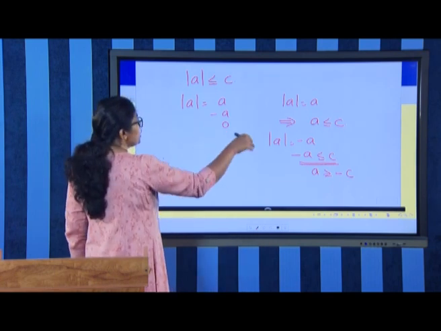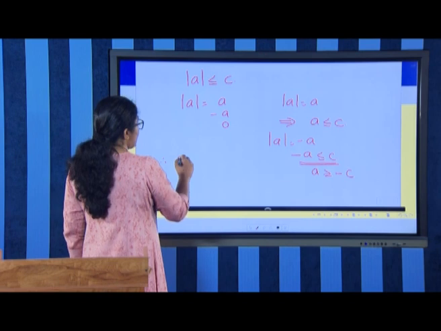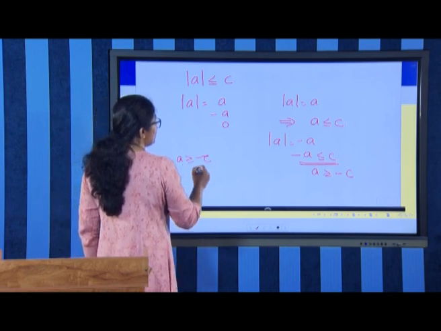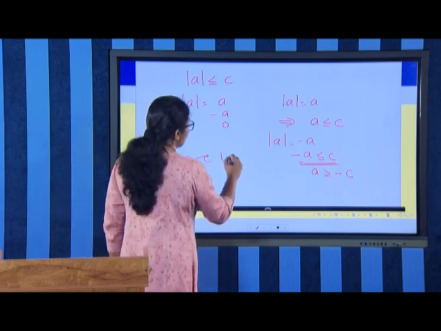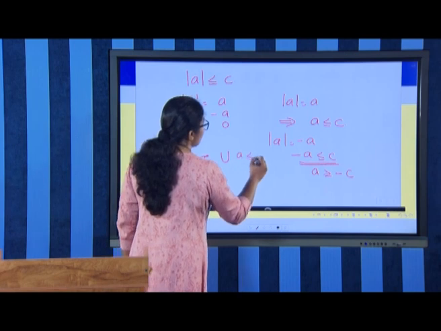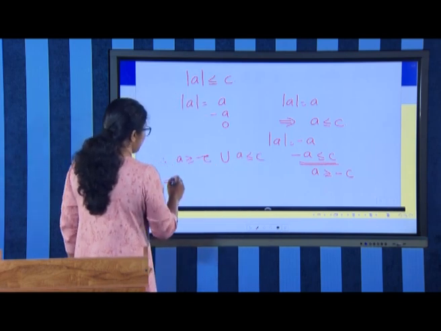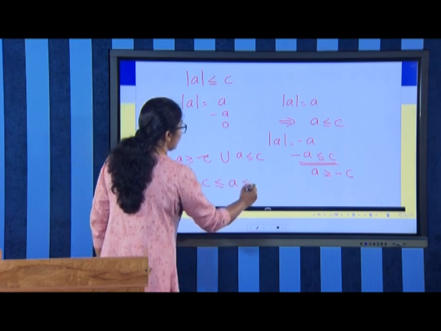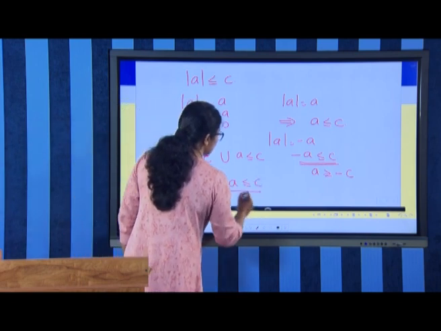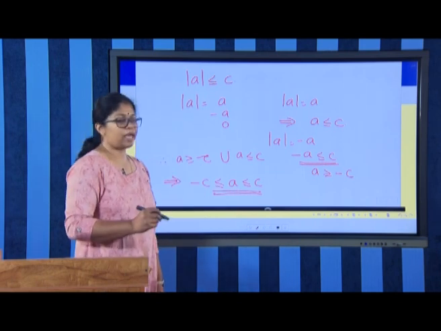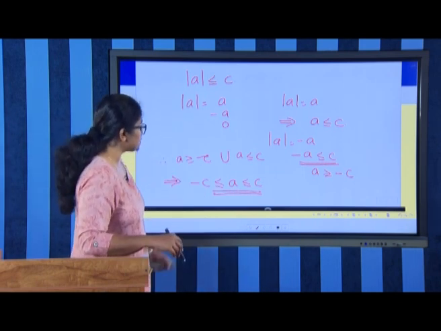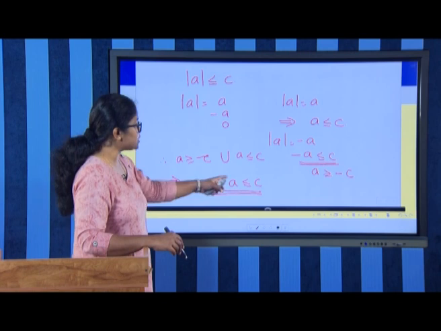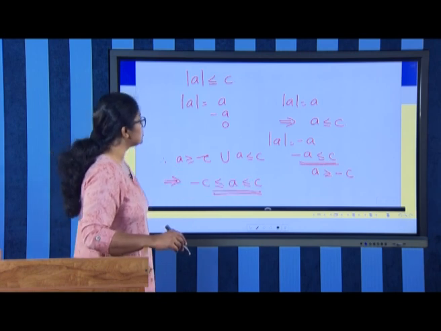So, what is the union of these two? A is greater than or equal to negative c, union a is less than or equal to c, which indicates that minus c is less than or equal to a less than or equal to c. So, we have seen such examples in the previous sessions. We have minus c less than or equal to a less than or equal to c.